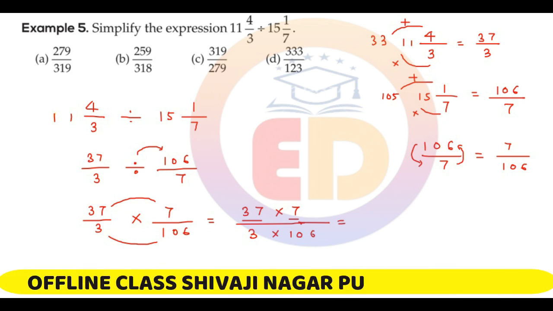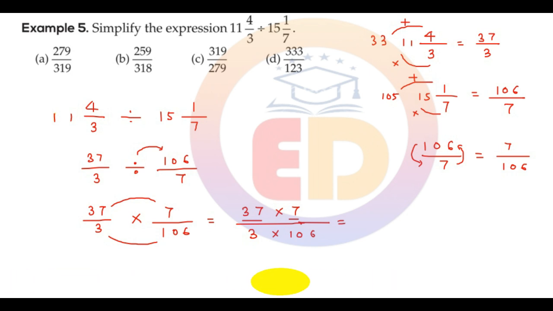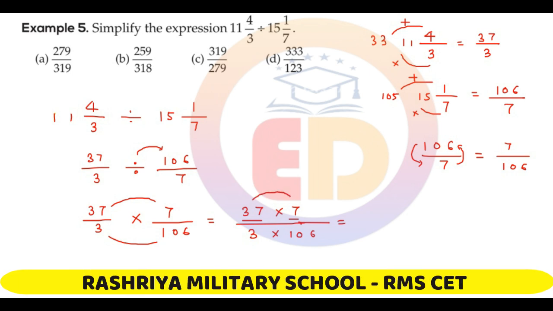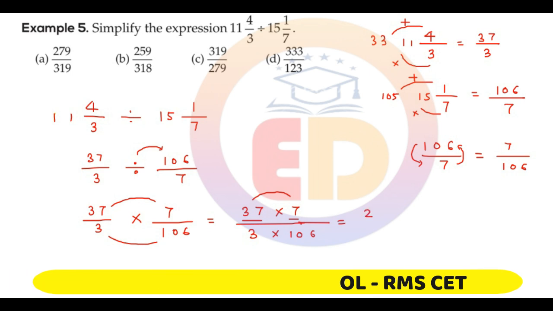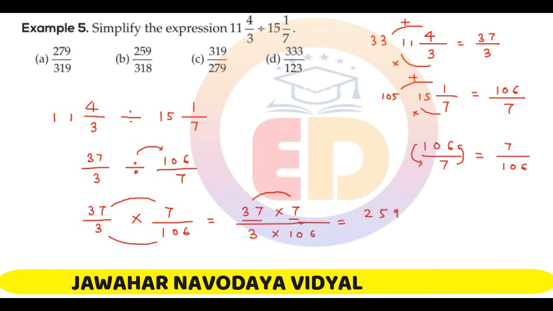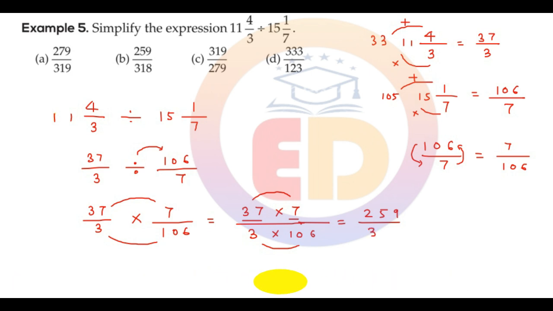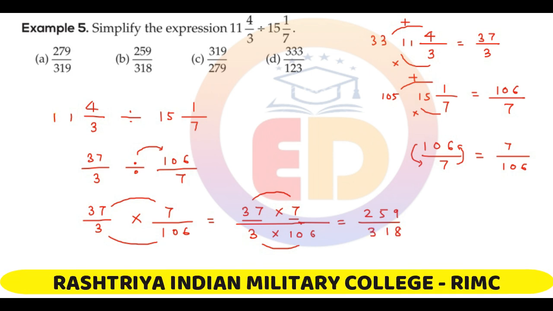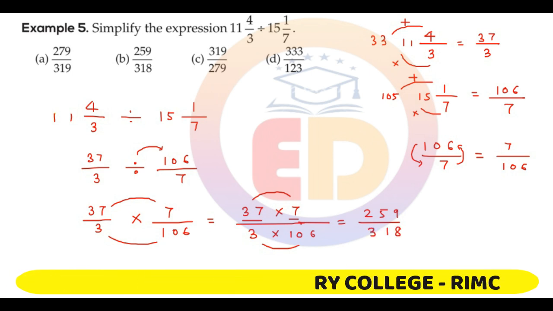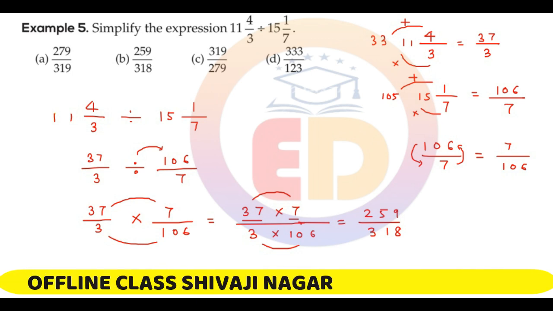It means now we have to directly multiply them. 37 multiplied by 7 will give me 259. 3 multiplied by 106 will give me 318. Our answer is 259 upon 318, which is option number B.